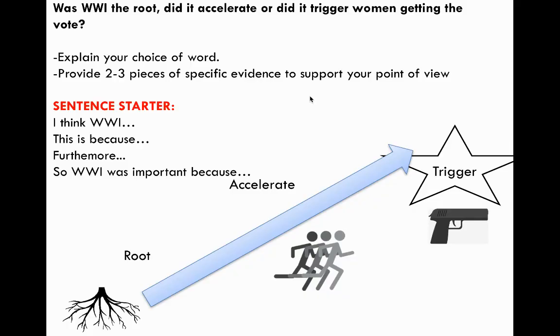And finally, you will also be sent a quiz exit pass question. One question on Microsoft Forms. It will be about whether World War I was the root cause, an accelerator, or the trigger of women gaining the vote. I want you to type it in and submit it so your teacher can see what your thoughts are. There are some sentence starters if you want them to help you. It's thinking, was it the foundations? Did it help speed up the process, or did it finally trigger women gaining the vote?